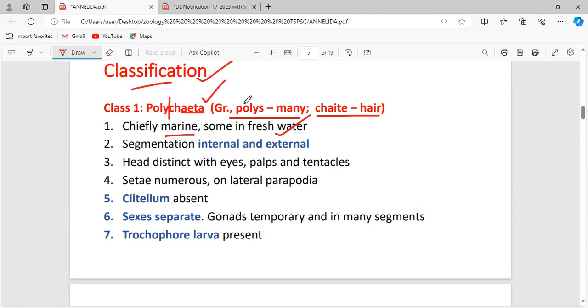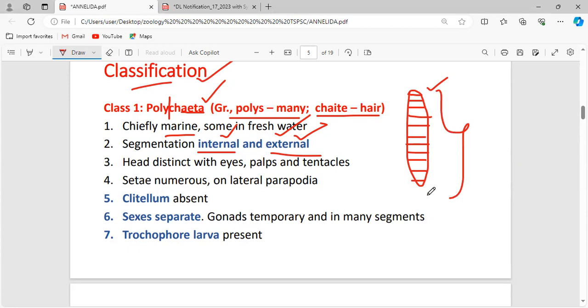The segmentation is internal and external. When it comes to segments, two different types of segmentation can be seen. External segmentation means we can see the earthworm by its segments. Externally the segments are visible. When we see the earthworm, the segments are visible. That is called external segmentation.